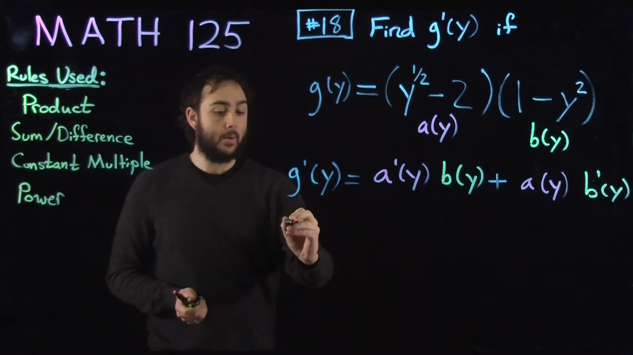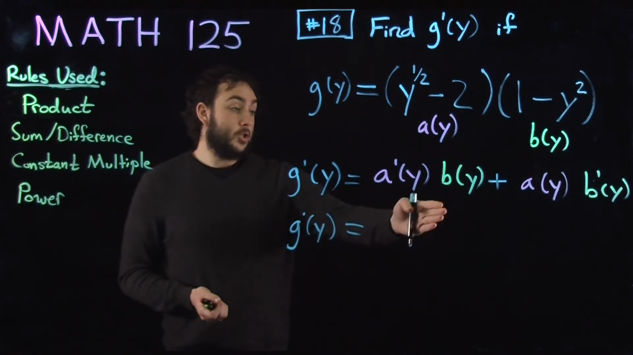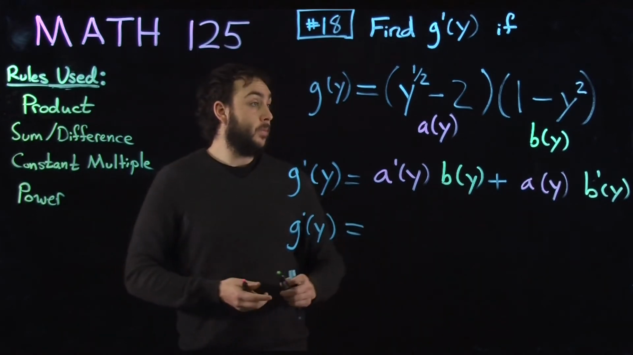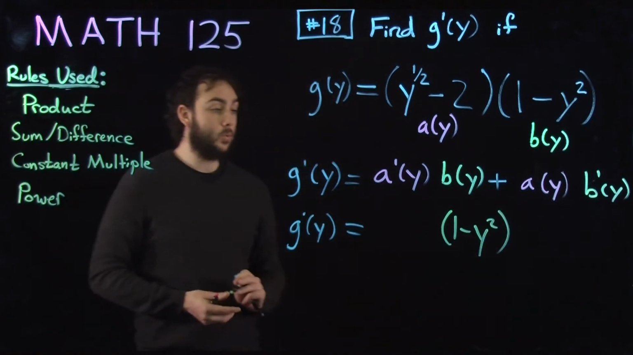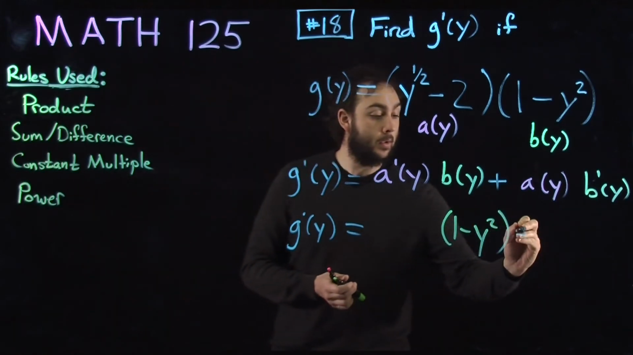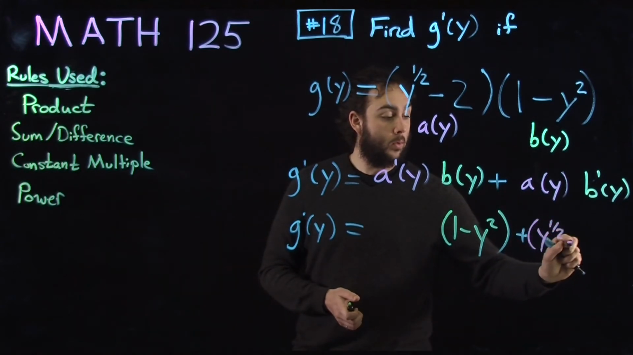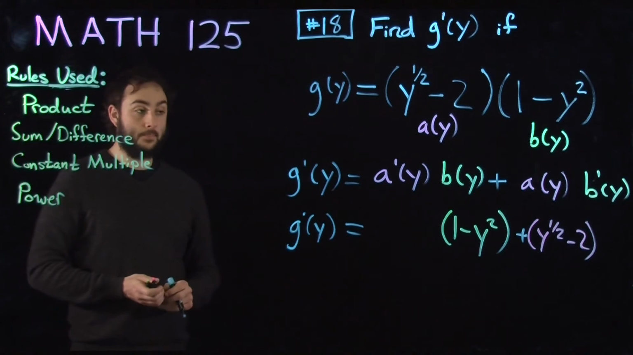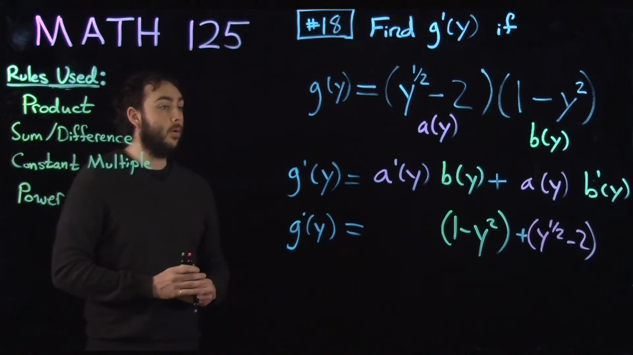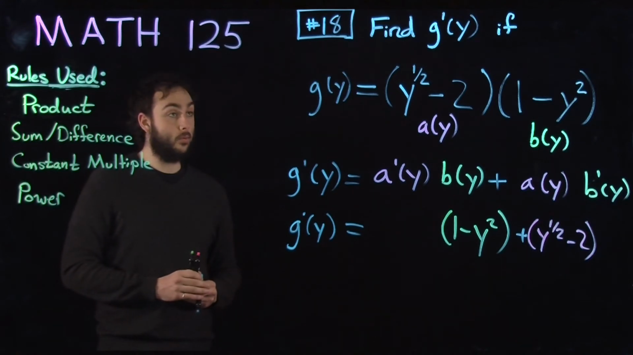So the first thing we might do, we might just take the terms that are unchanged and simply rewrite them. So here I'm going to write 1 minus y squared for b of y, and y to the 1/2 minus 2 for a of y. Okay? So now I just have to differentiate each term, and to do that we will use the power rule.